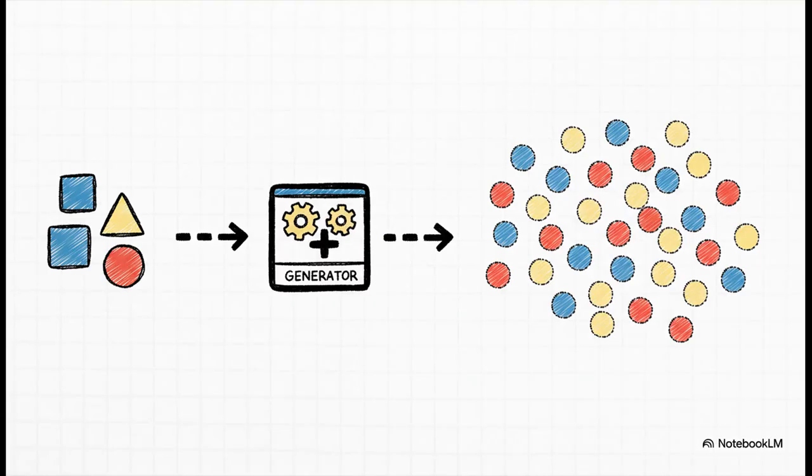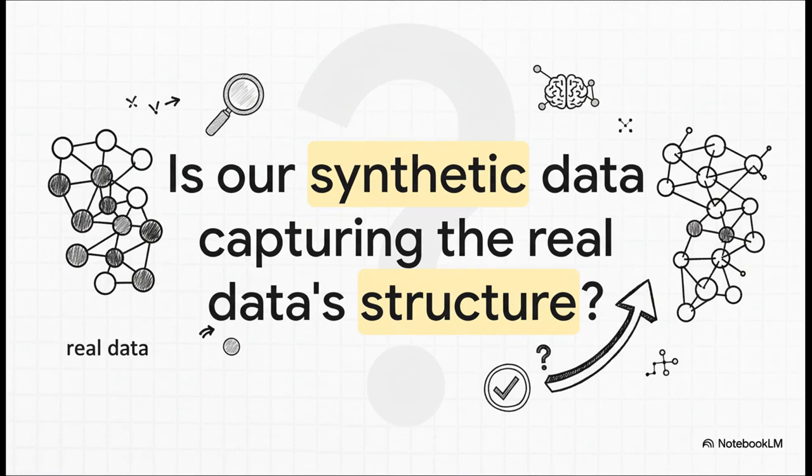So what do we do? Well, one of the most common tricks in the book is to generate synthetic data. The idea is if you don't have enough real data, you just make some up. You create new artificial data points that look and feel like your original set, just to give the model more examples to practice with. But here's the million-dollar question. It's easy to make up more data. It's incredibly hard to make up more good data. If your fake data doesn't capture the deep, hidden structure of the real stuff, you're just teaching your model garbage.